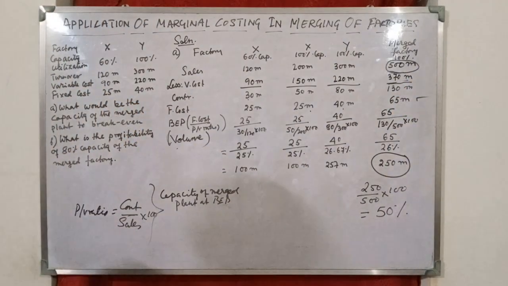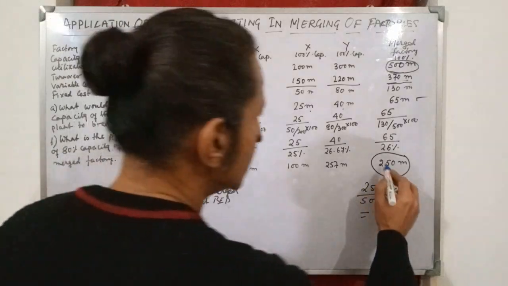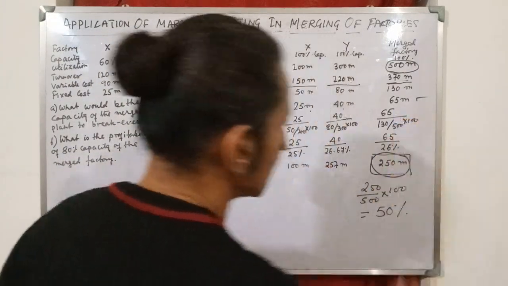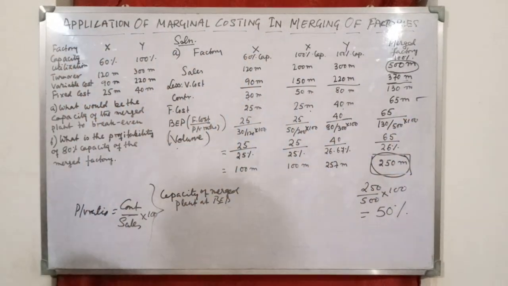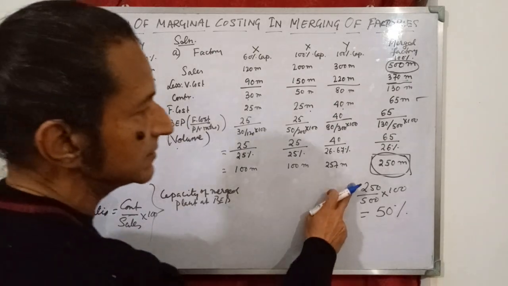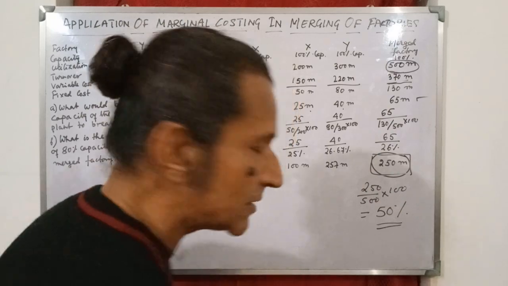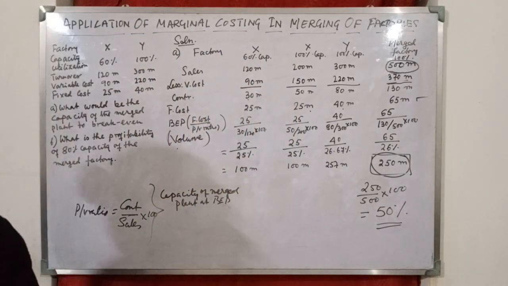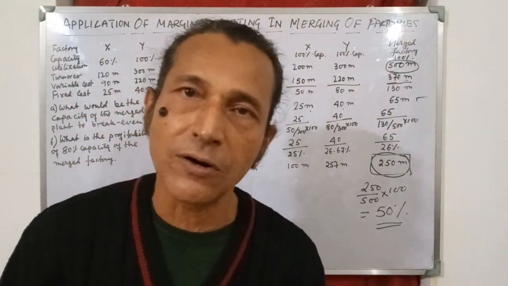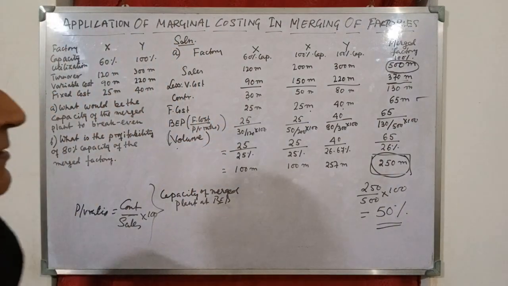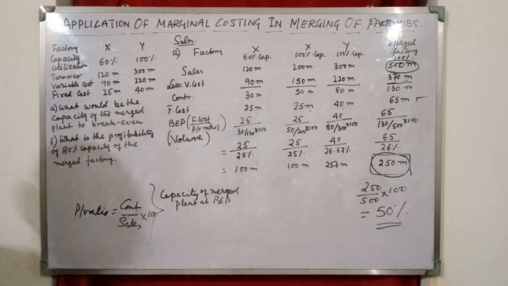Therefore, if the factory wants to earn 250 million, which is the break-even volume of sales, then what would be the capacity? 250 over 500 into 100, that is 50%. So the merged factory has to operate at 50% capacity in order to break even. So this is done. The first part A is done.